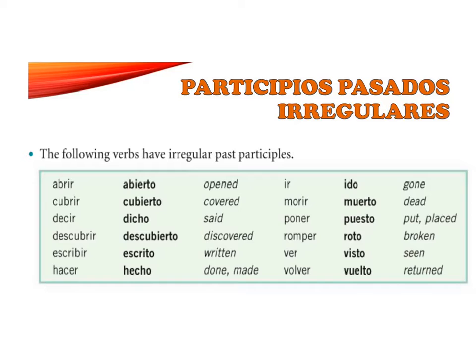I recommend to all of you that you go to your book and you study and memorize and familiarize yourself with the following past participles because they are irregular. They are completely different. They don't follow a rule, like abrir, abierto, cubrir, cubierto, decir, dicho, descubrir, descubierto. So you see, they don't follow the same rules. They are irregulars.